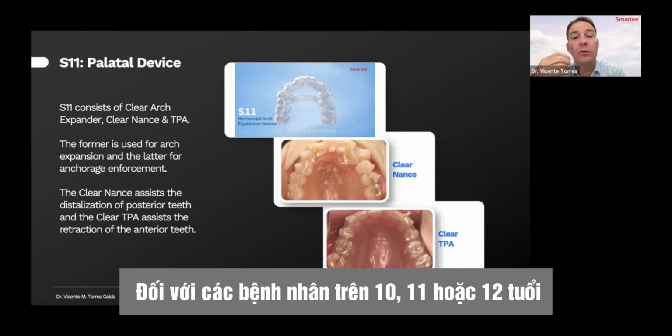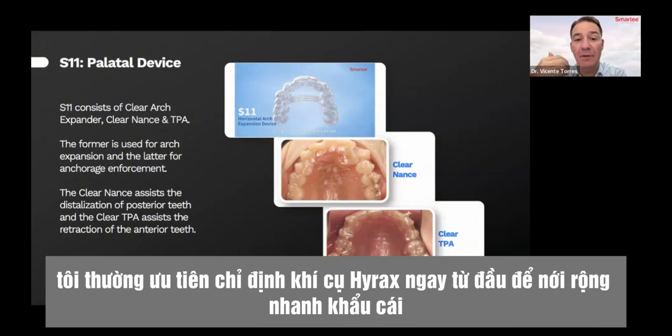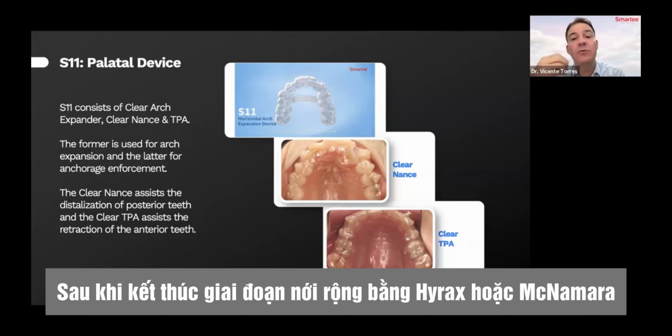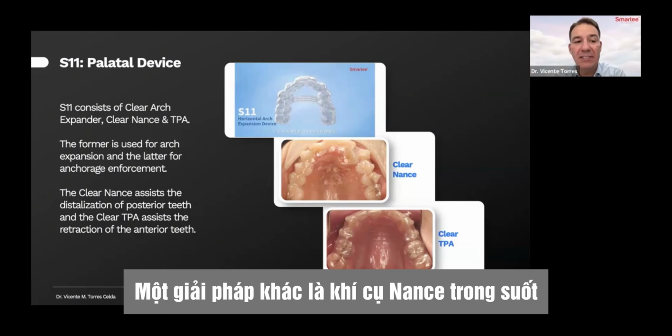Okay, if the patient is more than 10, 11 or 12 years old, and sometimes if you have a posterior crossbite, I normally prefer to use the Hyrax from the beginning for the rapid palatal expansion. When I finish with the Hyrax, for example, or McNamara, it doesn't matter, I remove this appliance and I start with my Smartee Teen or Smartee Kinder devices. So the other solution is the clear nance.